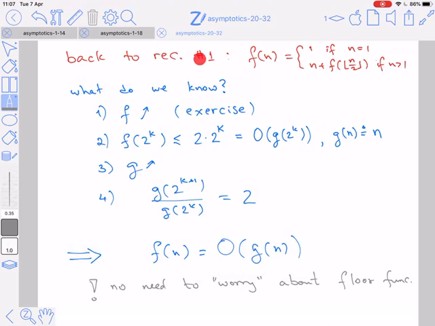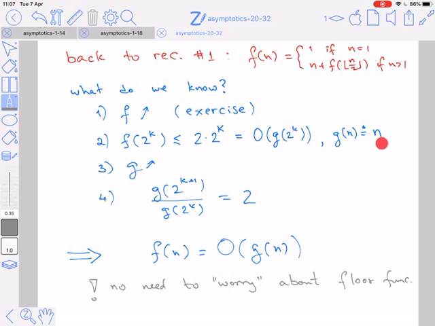Okay, so this is our recurrence. f of n is 1 if n equals 1. It's n plus f of n divided by 2, rounded down, if n is greater than 1. And we know that f is monotonically increasing. I'll leave that as an exercise. That f of 2 to the k is less than or equal to 2 times 2 to the k. This we proved for powers of 2.